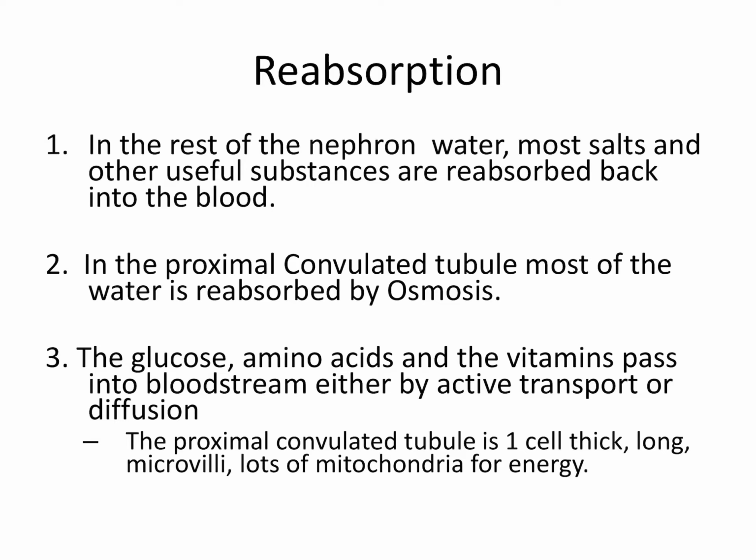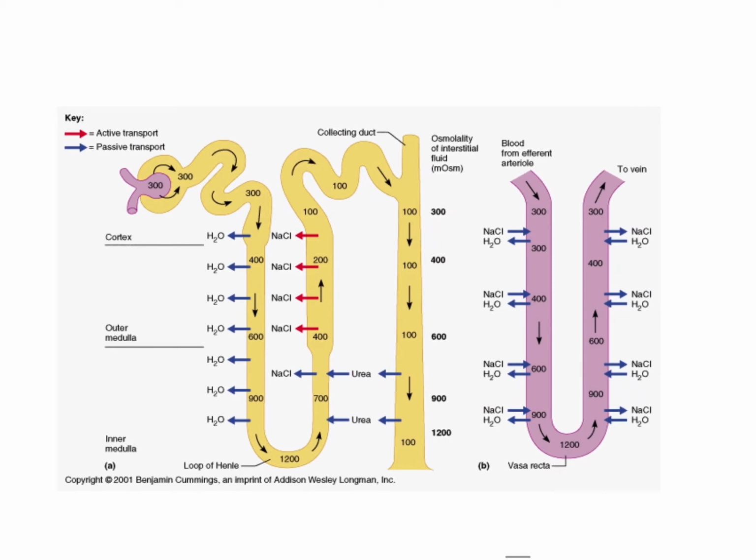Okay, now the proximal convoluted tubule is adapted for its function of reabsorption because it has thin walls, okay, one cell thick, large surface area, lots of villi and microvilli, and lots of mitochondria because it needs to produce energy for the reabsorption of salts by active transport.